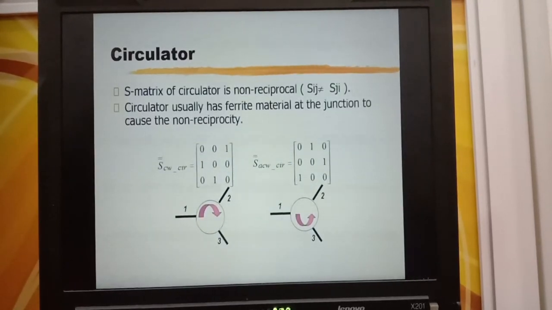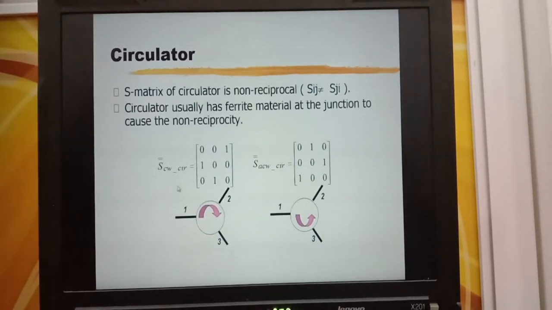The operating principle of a circulator is that if we input a signal to port 1, the wave is circulated to port 2 but not to port 3. And when a wave is input to port 2, the wave is then circulated clockwise to port 3. Similarly, if a wave is input to port 3, it is circulated to port 1. That is the case of a clockwise circulator.